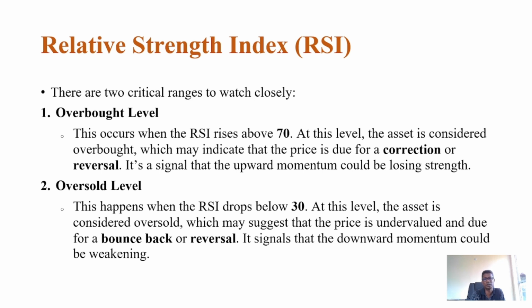Overbought level. This occurs when RSI rises above 70. At this level, the asset is considered overbought, which may indicate that the price is due for a correction or reversal. It is a signal that upward momentum could be losing strength. The second level, oversold level. This happens when RSI drops below 30. At this level, the asset is considered oversold, which may suggest that the price is undervalued and due for a bounce back or reversal. It signals that the downward momentum could be weakening.